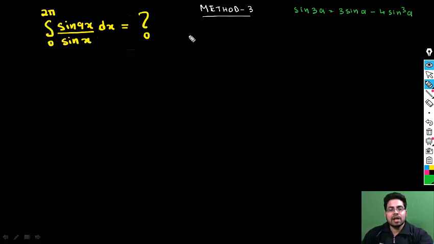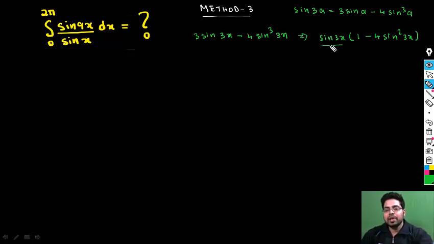So sine 9x can be written as 3 sine 3x minus 4 sine cube 3x. I can write sine 9x this way. So I will take sine 3x common. This can be written as sine 3x into 1 minus 4 sine square 3x.